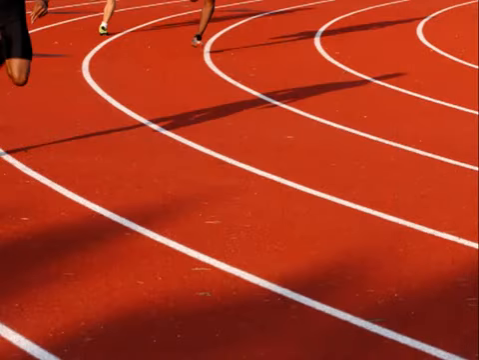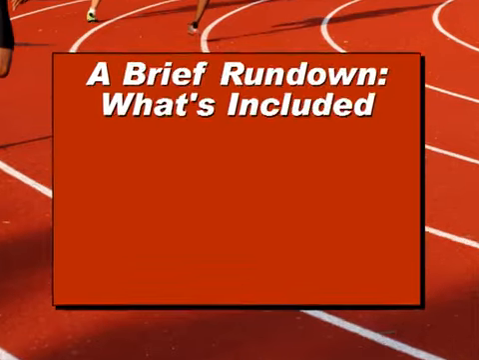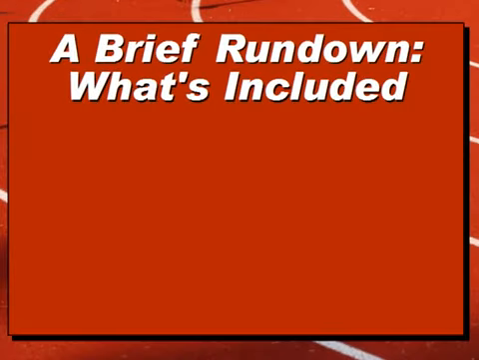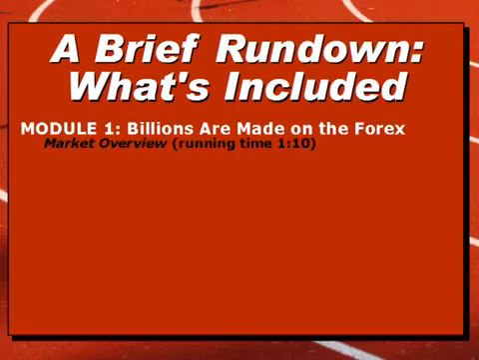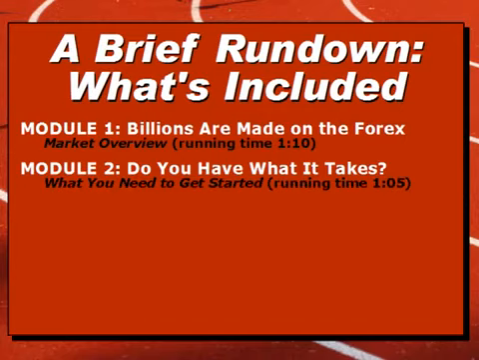Here's a quick rundown on the course content, and we'll provide reference to a more detailed table of contents listing at the end of the presentation. Module 1 is entitled Billions Are Made on the Forex, and this is just a basic market overview that discusses the size, scope, and nature of the industry. Module 2 is entitled Do You Have What It Takes? What You Need to Get Started?